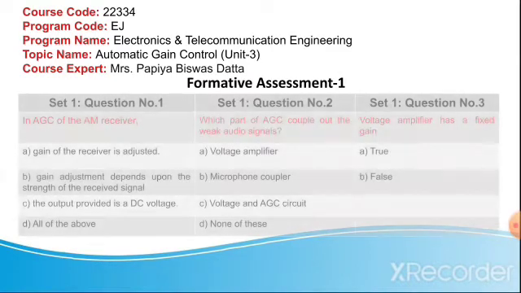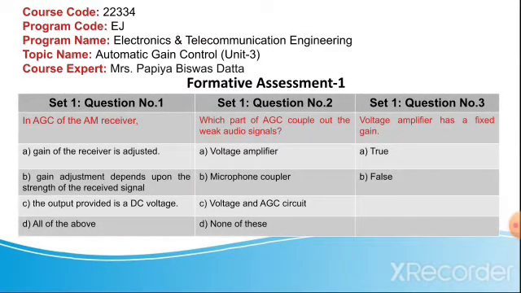Now let's just take a minute and try to answer these questions. In AGC of the AM receiver, which of the following is correct? Which part of the AGC couples out the weak audio signals? And a voltage amplifier has a fixed gain, whether it is true or false?